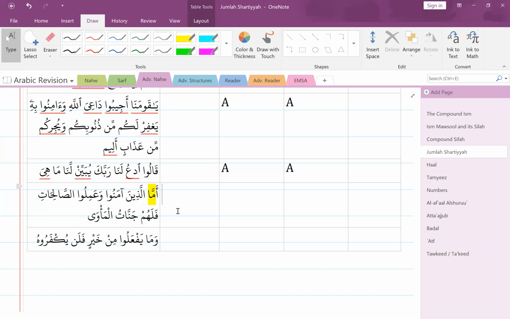It is Jazima. I'm not sure about Jazima or Ghair Jazima. No, this one is Ghair Jazima. Okay. But over here it's anyways a fi'l madi, so it's not going to have any effect. And Alladina is a Jumla Ismiya. So amma, because it just compares two things: as for these ones, then those ones, or as for this, then that.